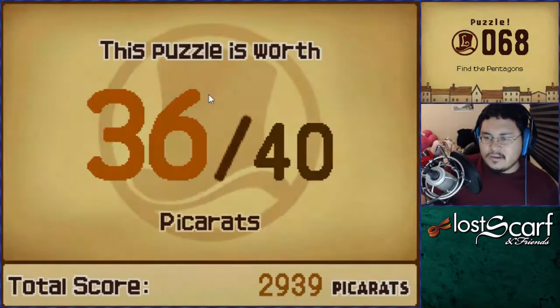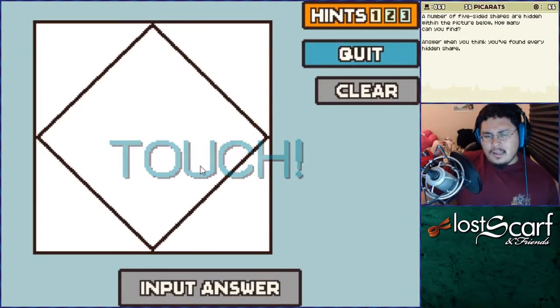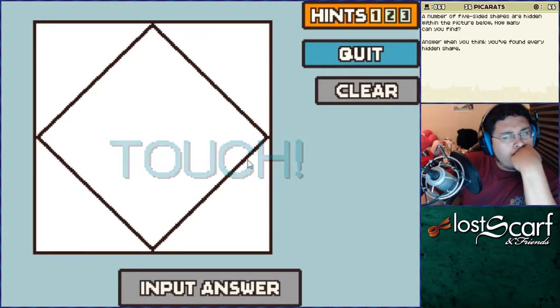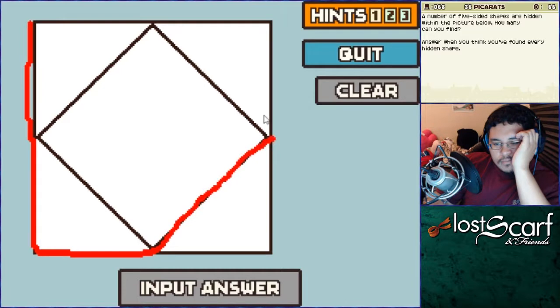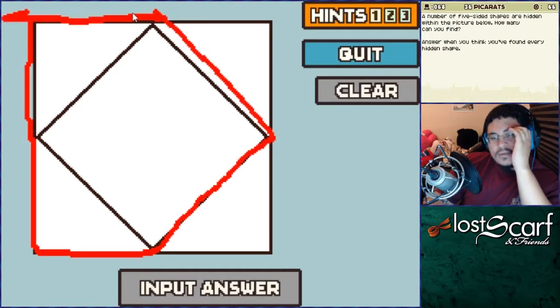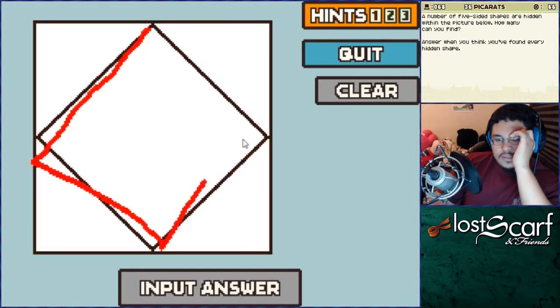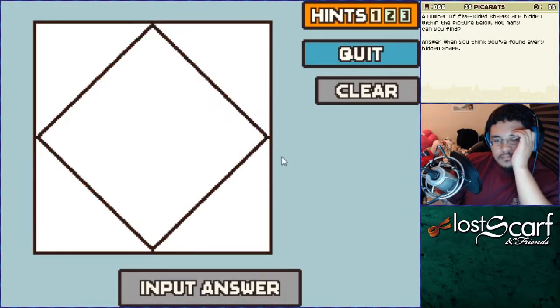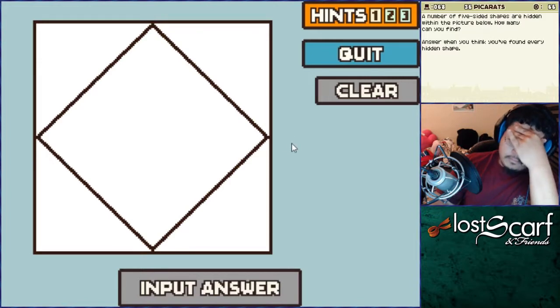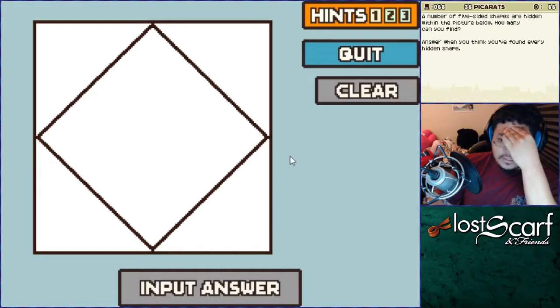Okay, Silver Sea's 12. Okay, where does Silver Sea 12? Like, I see these 4. And I see these 4. I don't think my brain sees it. Okay, let's see.